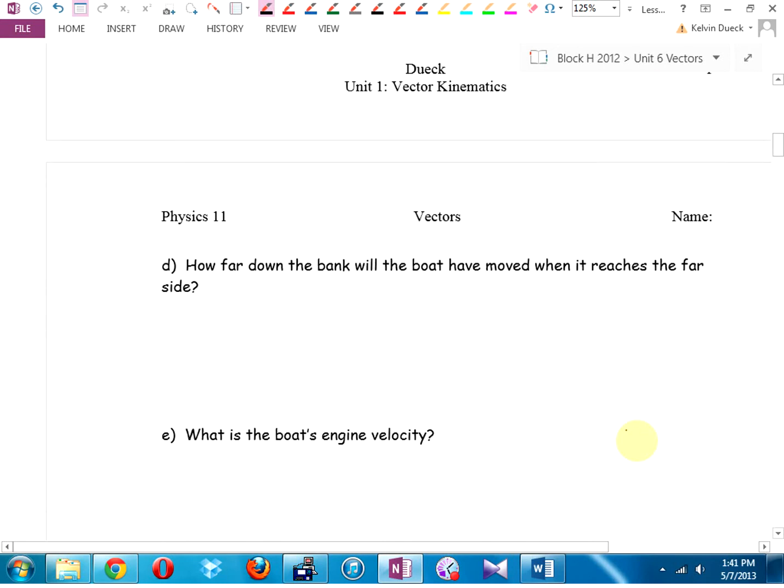D. Cole, what's D asking me to find? How far down the bank will the boat have moved when it reaches the other side? So what's it asking me to find here? Oh, and I know we said that for the river question, we're going to assume A is 0. By the way, we don't need to. In Physics 12, we will deal with accelerations that are vectors up, down, and left, right, but not here. We did do one like that a couple of days ago in the lesson. What else do I know?